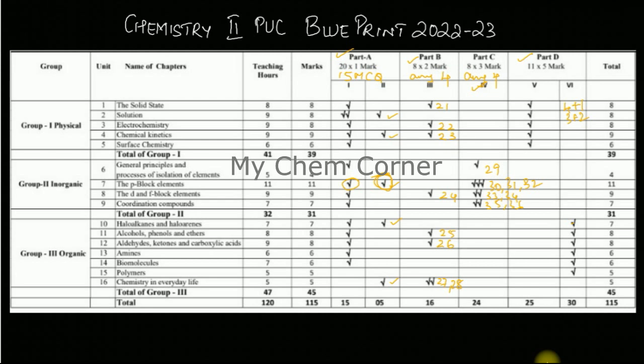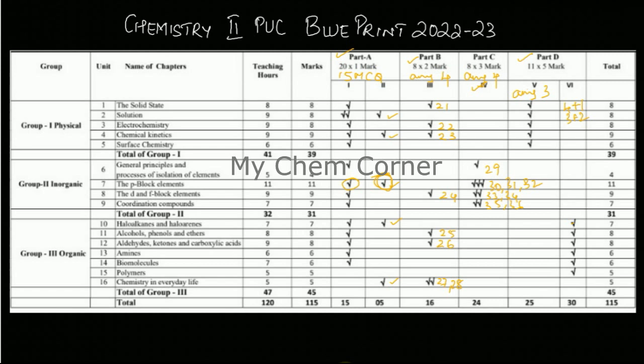We never have a direct 5 marker question except for one question, that is, define packing efficiency and calculate packing efficiency for this. Only at that time do we have a direct 5 marker. No other question has a direct 5 marker in PUC. Now, in part D for the 5th main, 5 questions are given. You are expected to answer any 3.